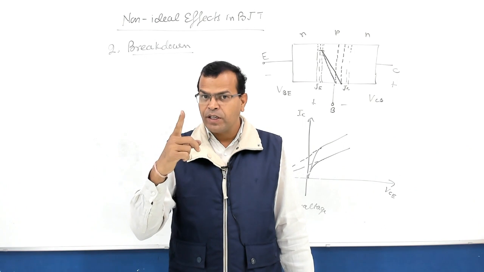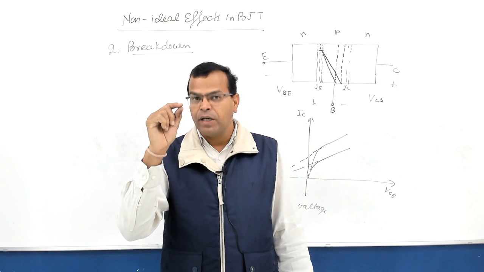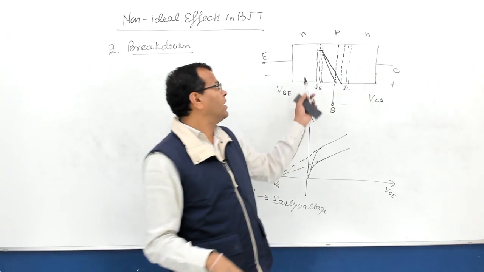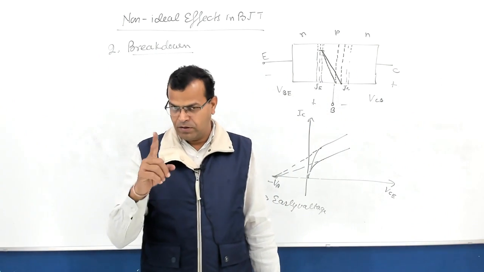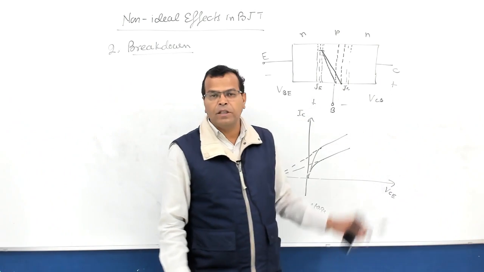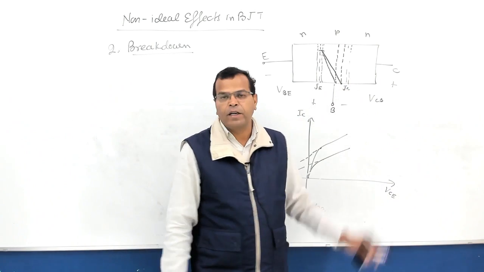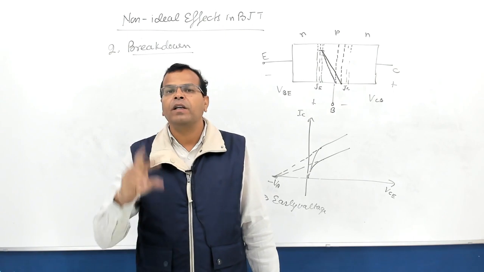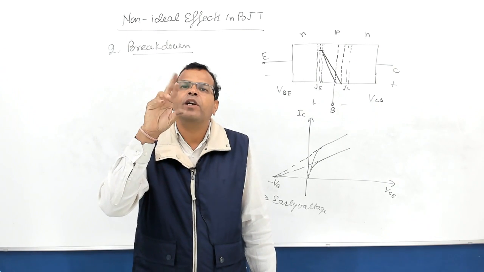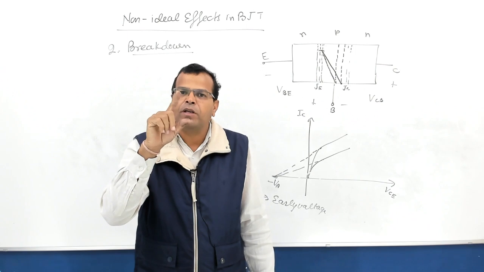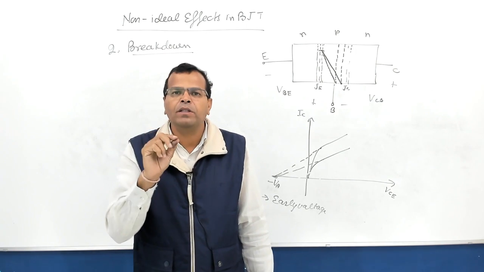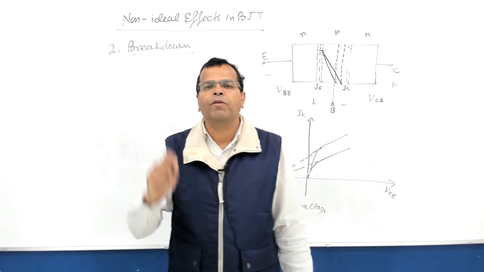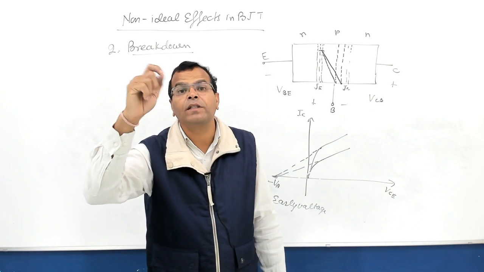So that voltage is limited by the breakdown voltage of the emitter junction. And we know the emitter is heavily doped in a BJT, the base is moderately doped, and the collector is lightly doped. So the emitter junction is heavily doped. When there is a junction between the heavily doped emitter and the moderately doped base, that junction will have a mechanism of breakdown which is known as Zener breakdown.